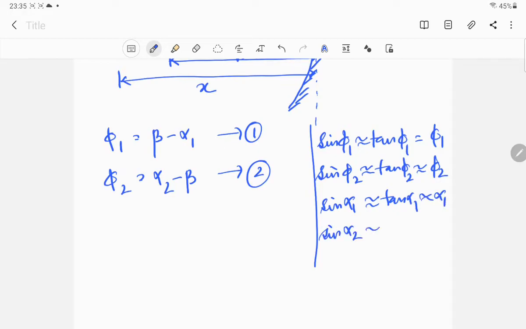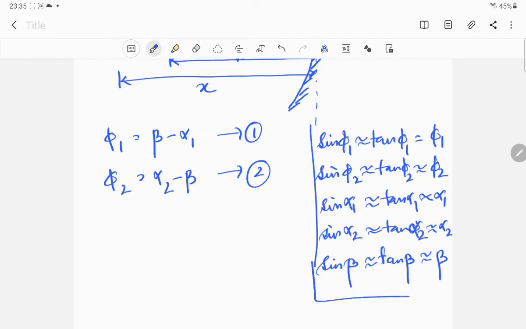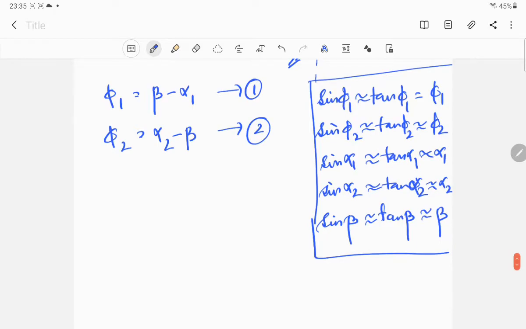Sine alpha 2 is approximately equal to tan alpha 2, which is approximately equal to alpha 2. Similarly, sine beta is approximately equal to tan beta, which is approximately equal to beta. So these are the things that we need to take into consideration. All right, so here also we will apply the same rules.